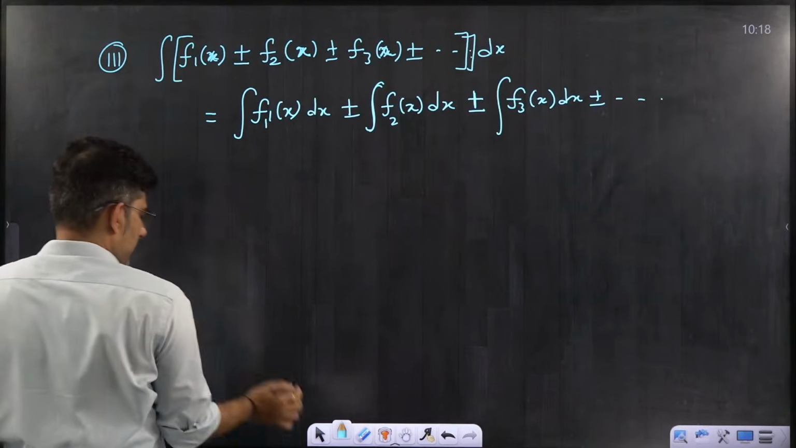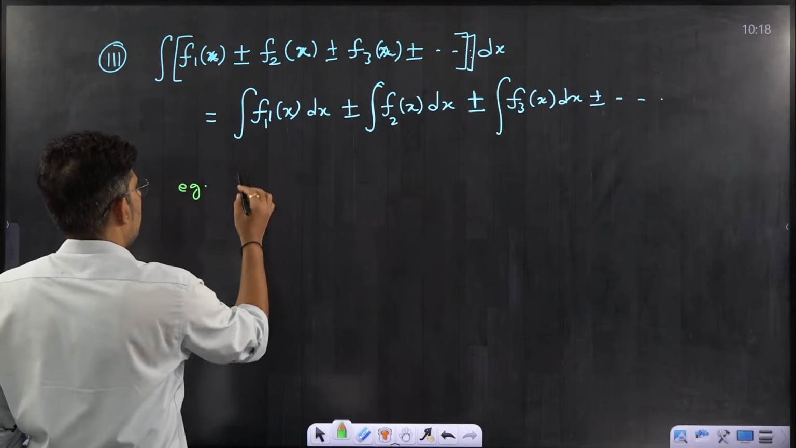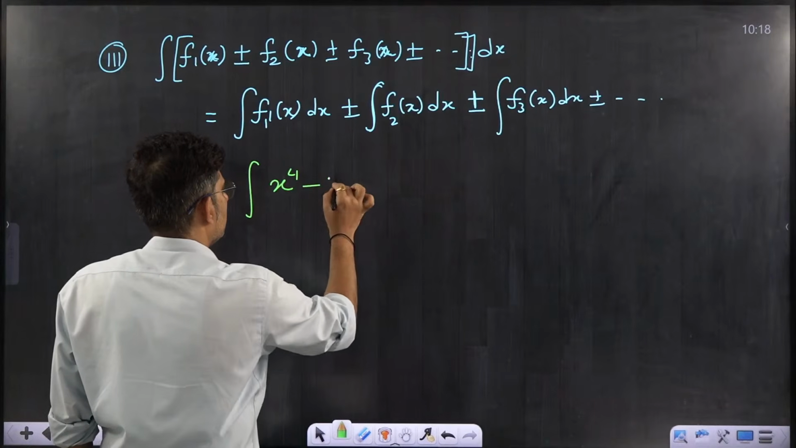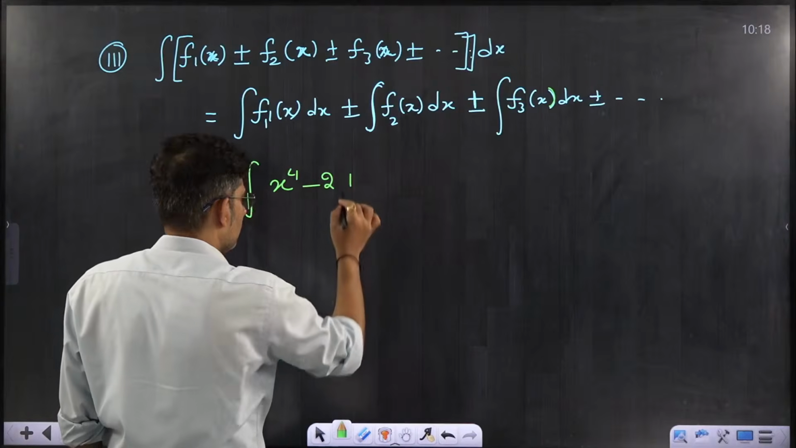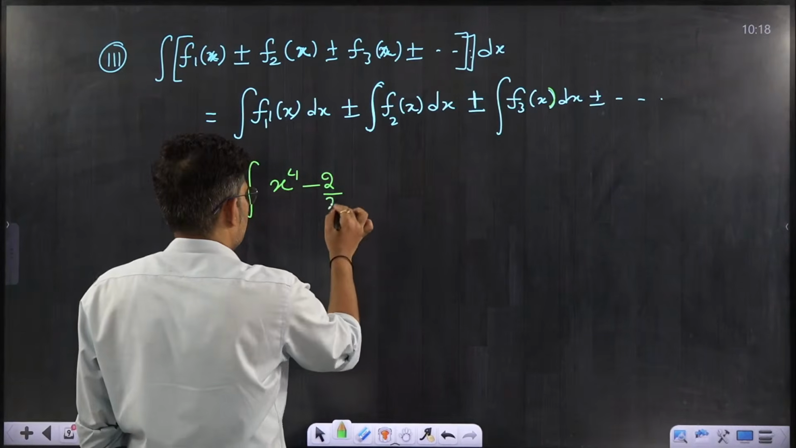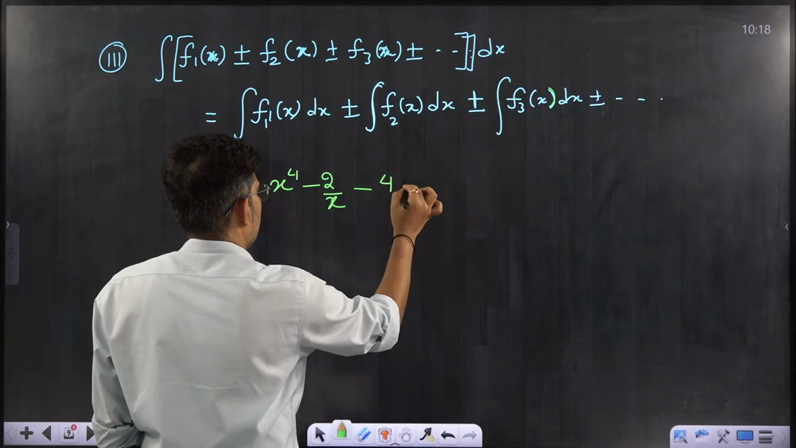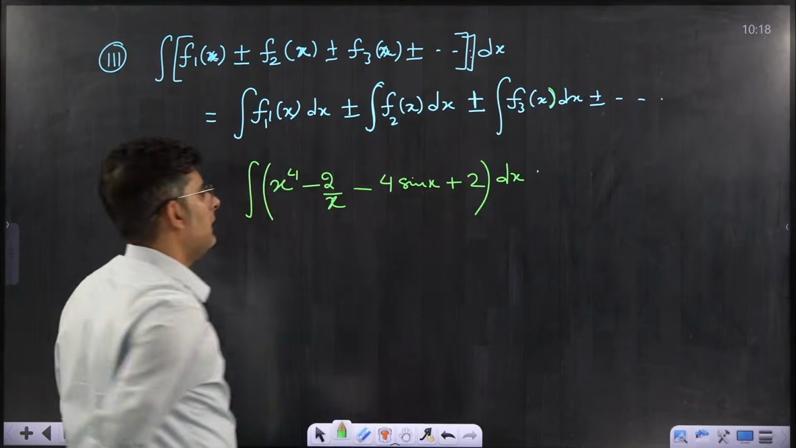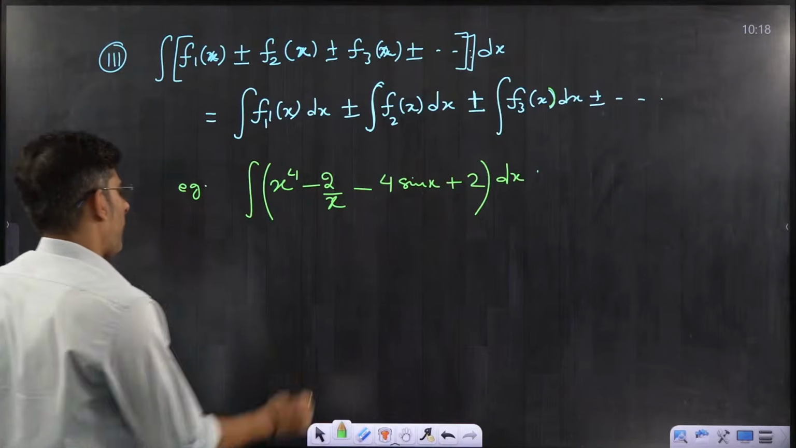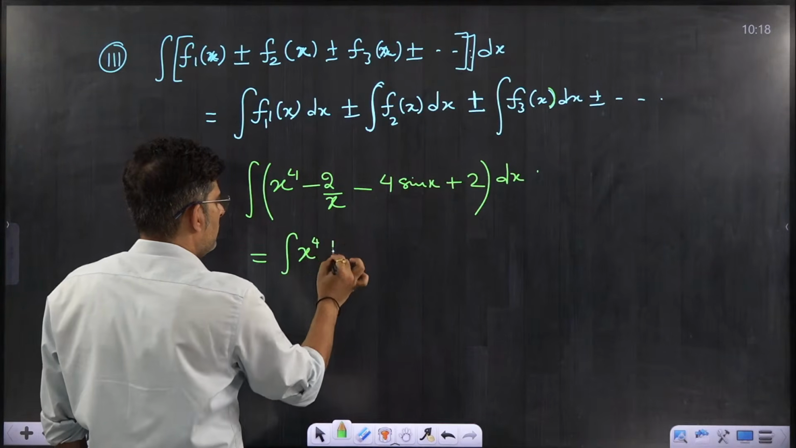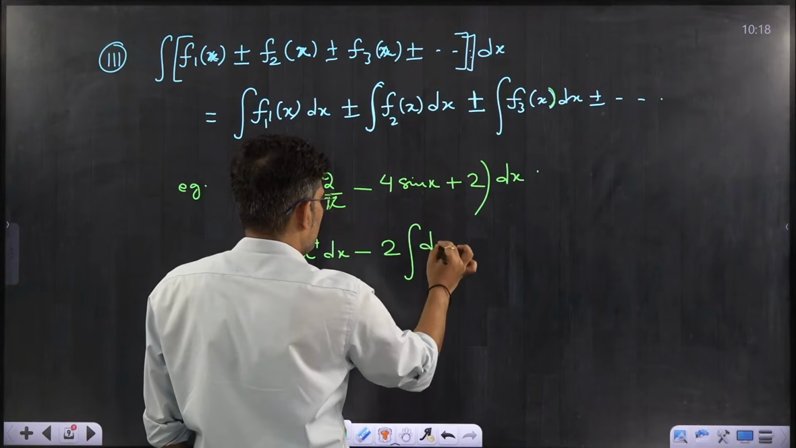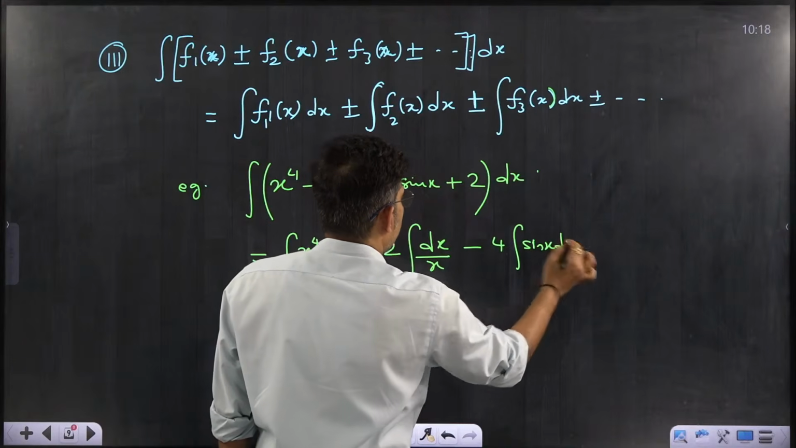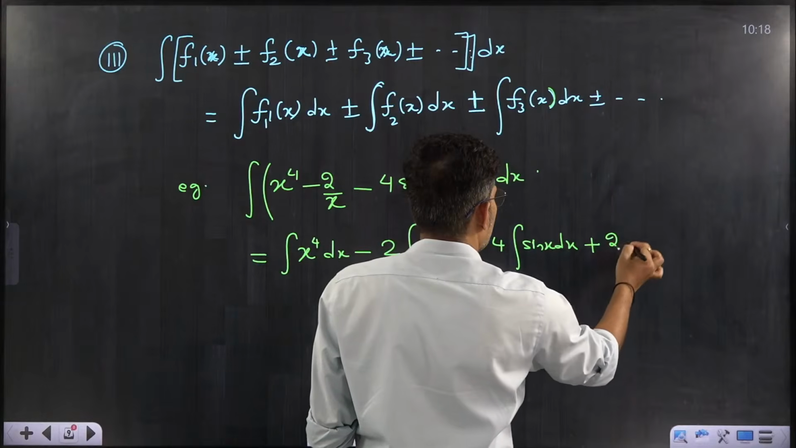So as an example, if you have an integration like this, you just need to integrate separately: x to the power 4 separately, 2 dx upon x separately, with dx multiplied to each one, 4 sin x dx separately, then plus 2 dx.